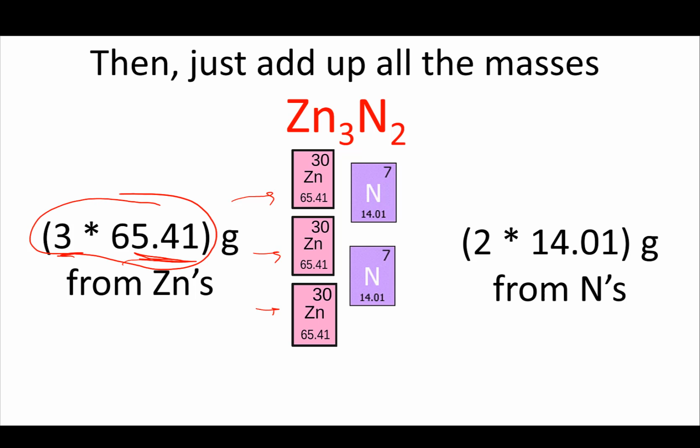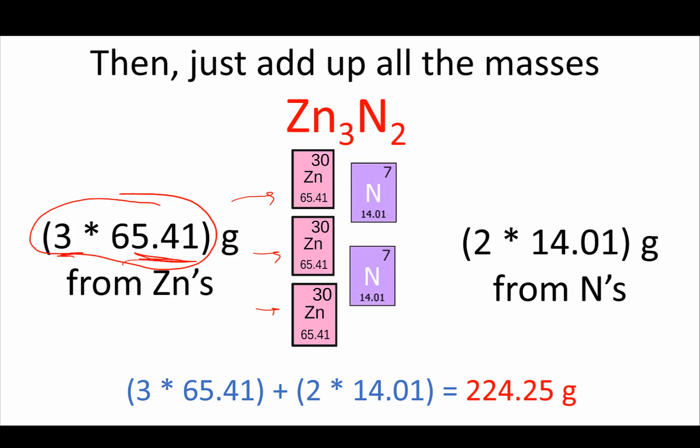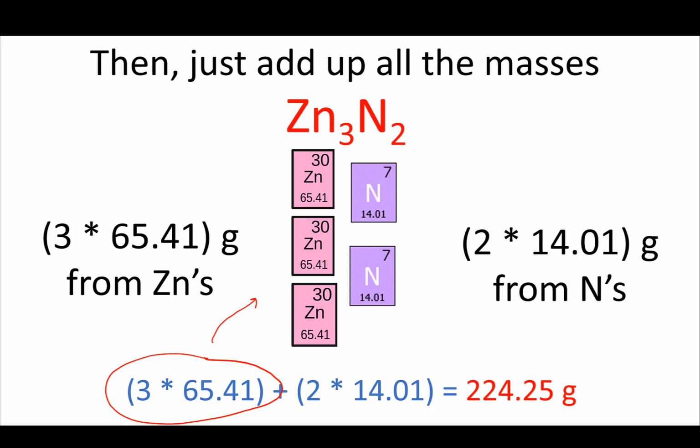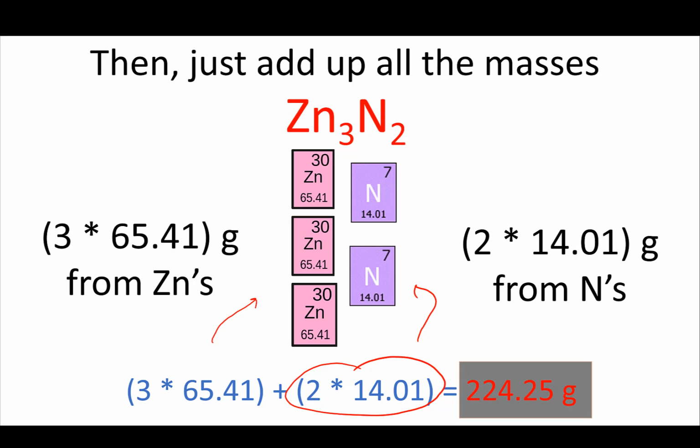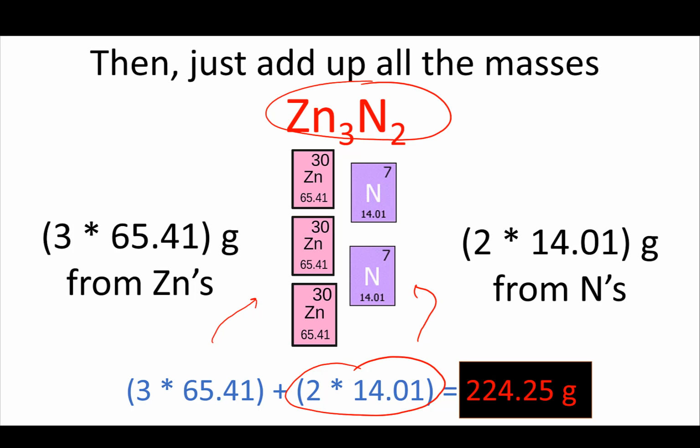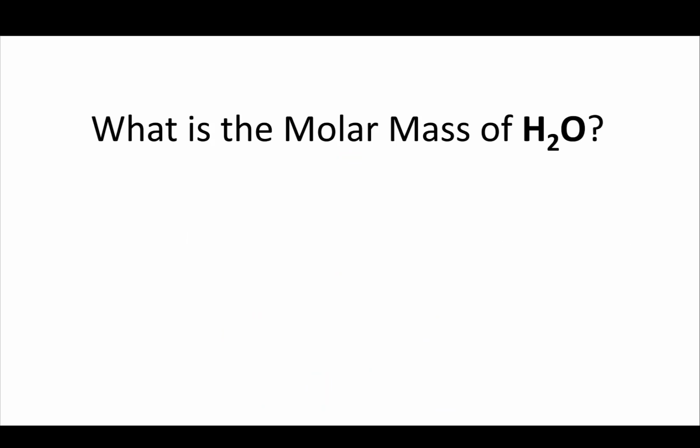And then you will also add up all the mass you get from the nitrogen. So I have 2 copies of nitrogen, so I multiply nitrogen's molar mass by 2. And then you add those up. So you add up the contributions of the 3 zincs, this right here represents these 3 zincs, and then the 2 nitrogens, and you get 224.25 in this case. So that is the molar mass of this chemical. You just add up the molar masses of every atom involved.